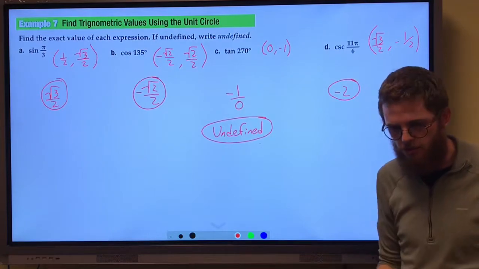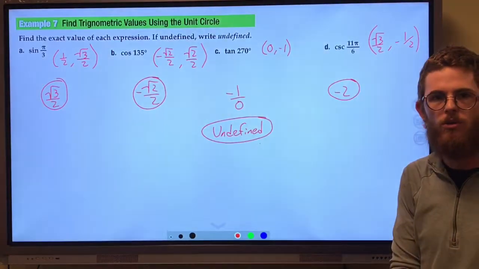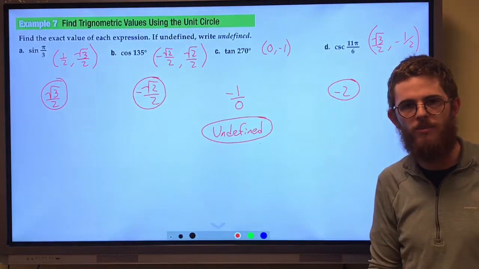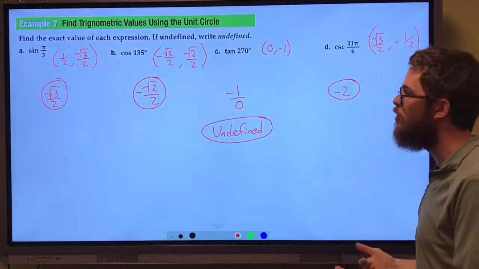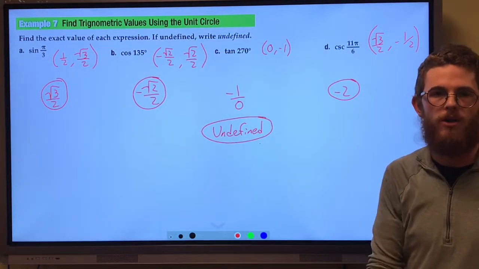And so we can do that without even drawing a picture. We can imagine the unit circle. We can think about where those points exist. And we can use knowing that sine is y and cosine is x.